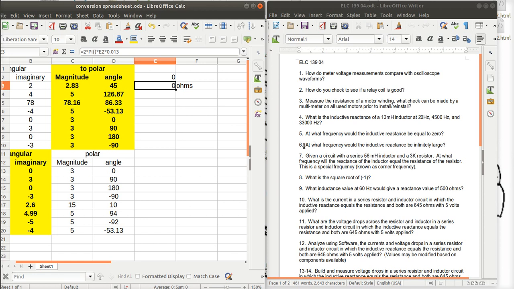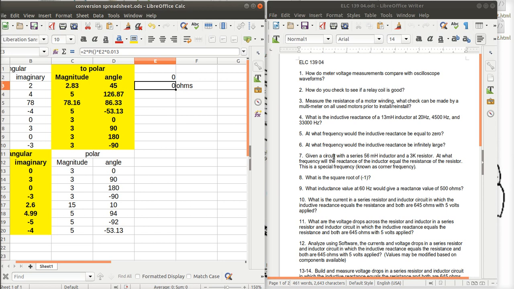So from a practical standpoint, at very, very large frequencies, meg, gig, gigahertz, that range, your inductors become extremely reactive and opposed to it.